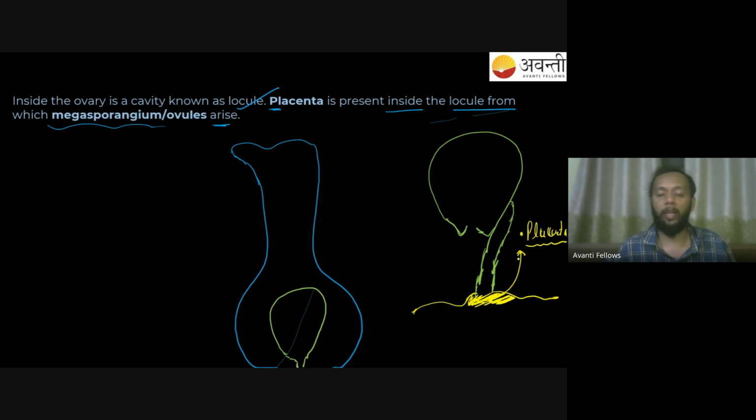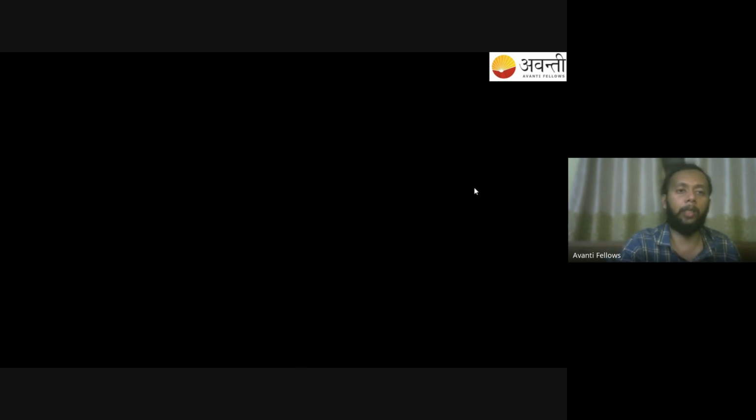So याद रखना, your ovule will always be attached to the placenta, right? And then you will find the arrangement of ovules is going to vary from plant to plant, how the ovules will be arranged over there. Now let's try to see them in a picture over here.